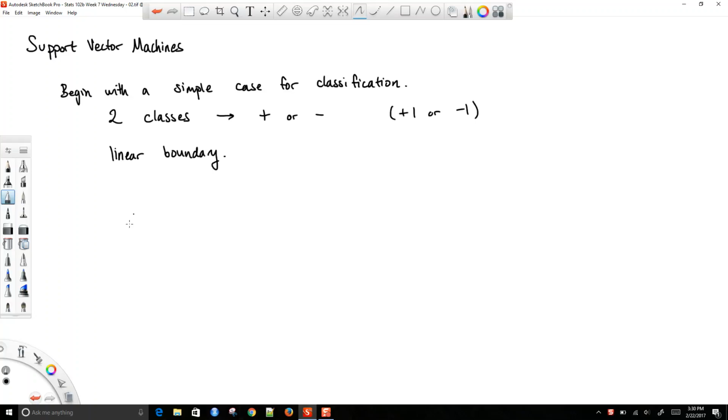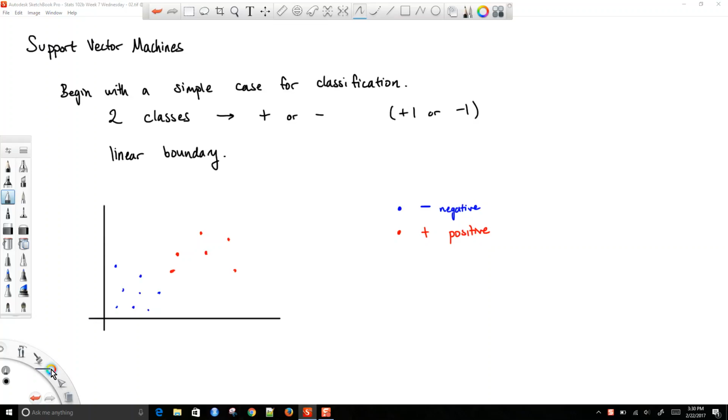All right, so I'll say blue will be our minus, our negative points, and then red will be our positive points. And there's a question of where should we draw our boundary? So let's say this is our data.